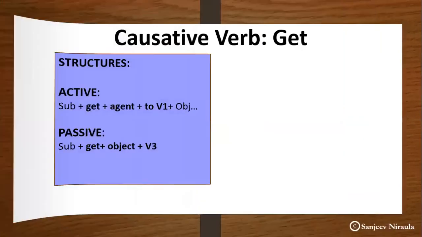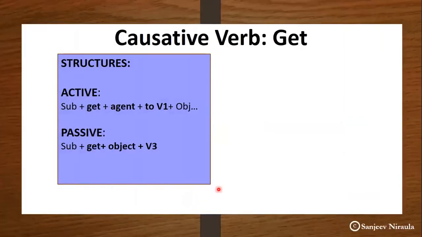Let's see the structure. When we are using get in active sentence, that means after get, if there is agent, then we are going with to plus verb 1. It's very simple to remember. If there is agent, then that's active. And get, agent, you can remember like since get is ending in T, agent is also ending in T, you can simply remember like to plus verb 1, that's for your convenience.